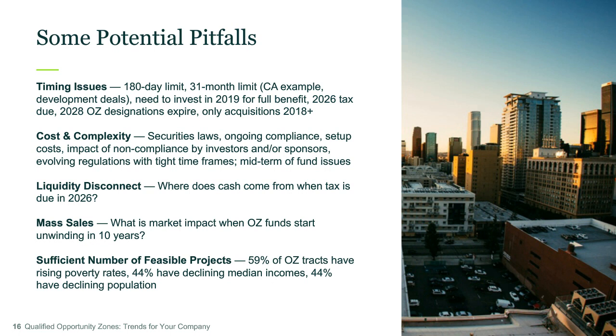The next one is liquidity disconnect. Most often when you have a capital gains tax to pay, there's been a transaction and you have cash on hand to pay the tax if you choose to do so. The legislation is set up here where the capital gain is deferred until 2026. You have to pay your capital gain in 2026. Now, that can be reduced, but nonetheless, it still needs to be paid in 2026.